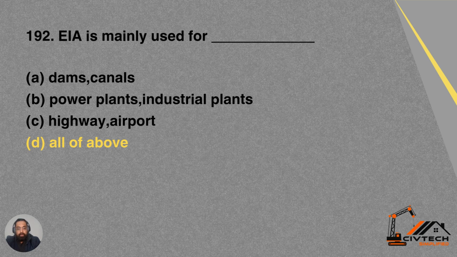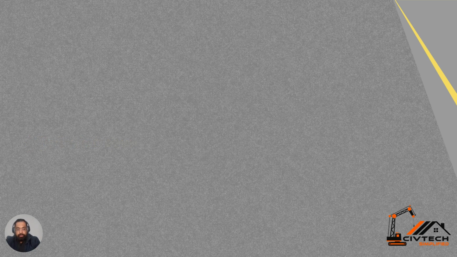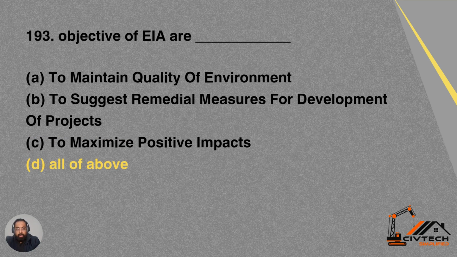192. EIA, environmental impact assessment, is mainly used for option A, dams and canals, option B, power plants and industrial plants, option C, highway and airports, and option D, all of the above. So D is the correct answer. The environmental impact assessment is carried out for dams, canals, power plants, industrial plants, highways, as well as airports. So all these are the correct options.